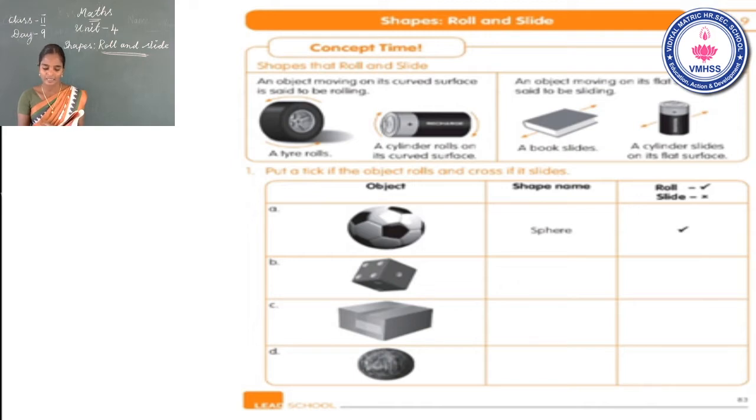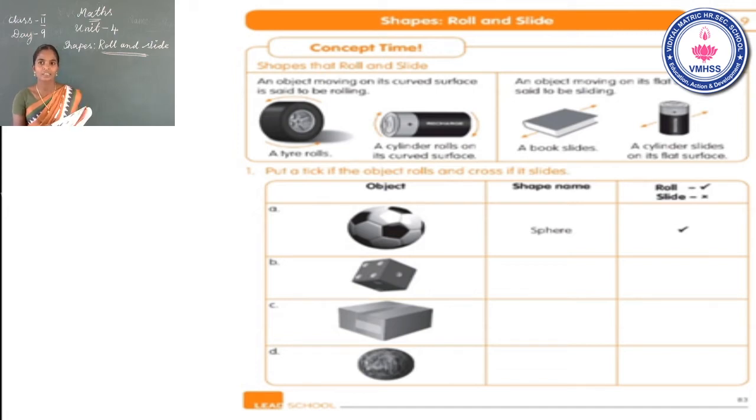Children, see the next one. What is this? Battery. So battery, cylinder shape. Children, a cylinder rolls on its curved surface. Next one, children, book. So this object, book. So a book slides.